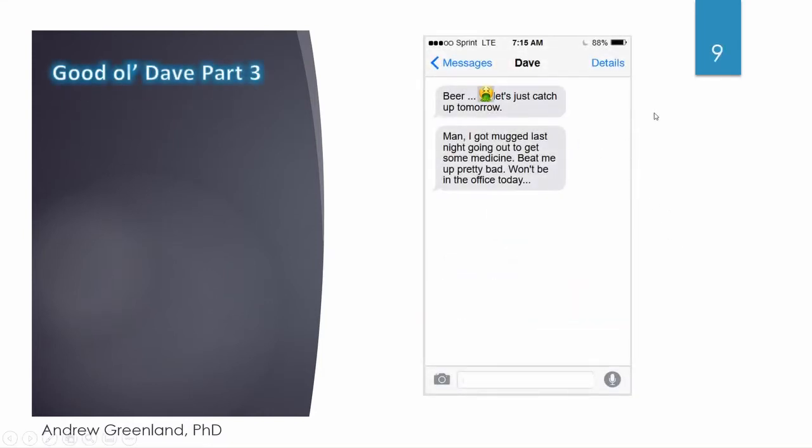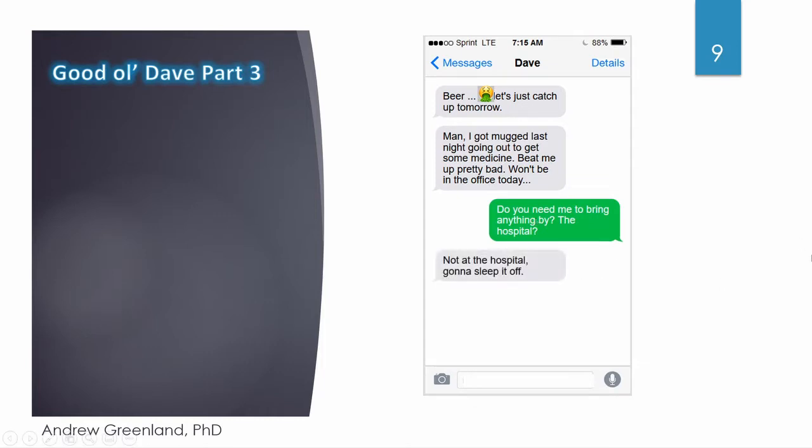So the next morning he texts me and tells me, "Hey, unfortunately last night I got mugged when I was going out to get some medicine for my nausea. I got beat up pretty bad, so I won't be in the office today." Of course, I'm worried about him, and so I ask if I need to bring anything by, or which hospital he's at, and he says, "No, he's not really at a hospital. He's just going to sleep off his beating."